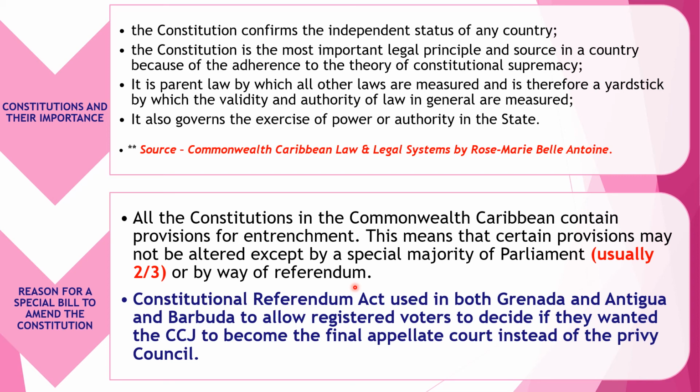There is what we call a Constitutional Referendum Act. Antigua and Barbuda has one. There's also one in Grenada. And I think you will recall that in recent years, both Grenada and Antigua held referendums in order to allow registered voters to decide if they wanted to change from the Privy Council to the CCJ in order to become our final appellate court.